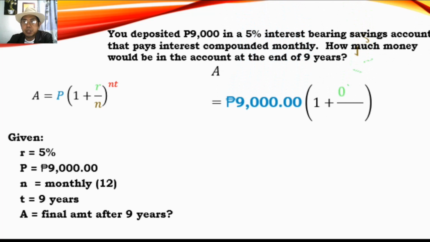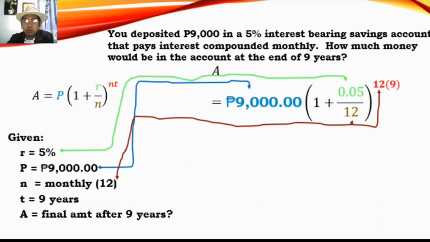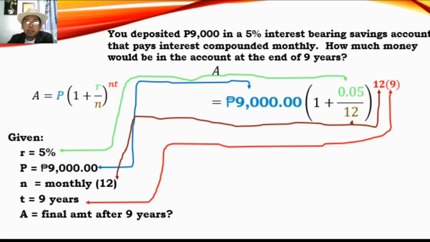So here is the substitution. So I have here the final amount is equal to 9,000 pesos multiplied by 1 plus 5% divided by 12, okay, raised to 12 multiplied by 9. To continue, we have here the principal. We have here the rate. We have here the rate of interest, and then the mode of conversion. At the same time, we use it to be an exponent, and of course the 9 years as the exponent, again multiplied by 12.